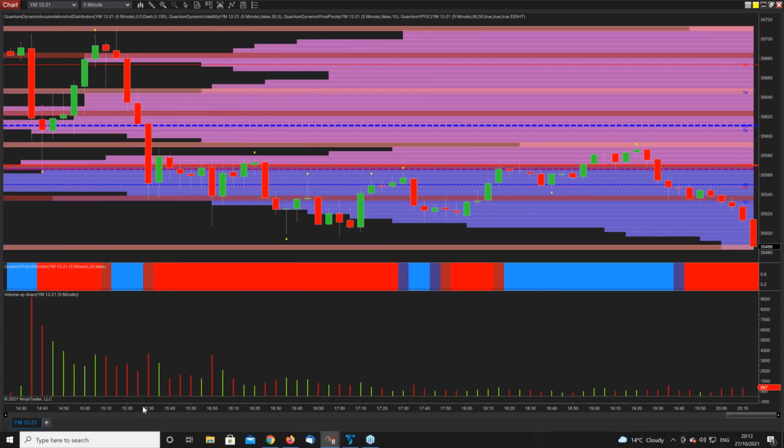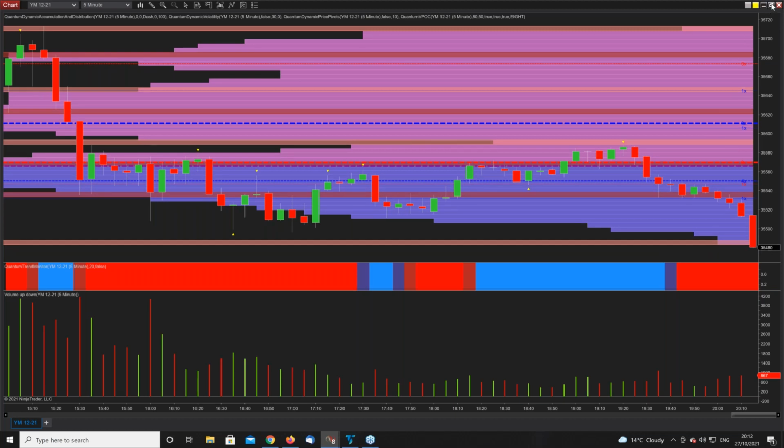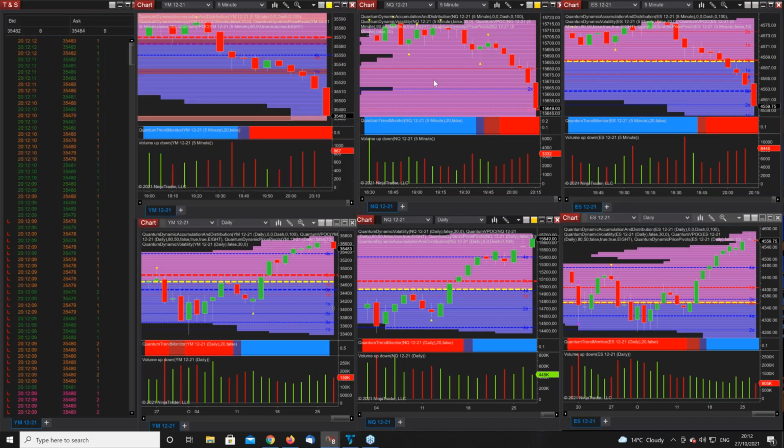If I slide that out the way, you'll see that the volume is not quite so tiny as it was. It's still significant. We've got this nice move going. Looks very nice, and that's been confirmed across all three.